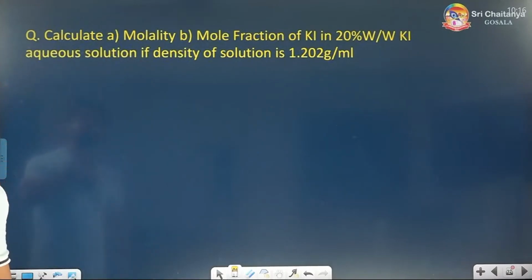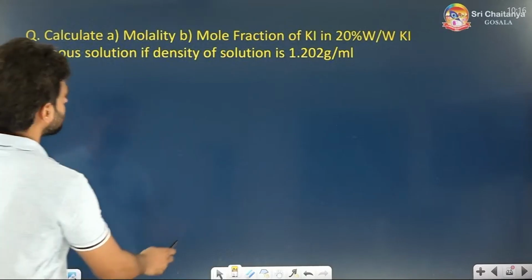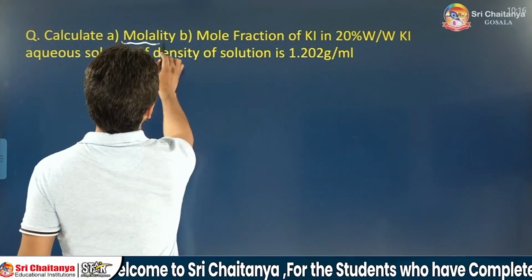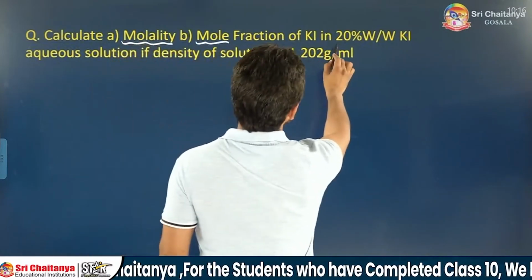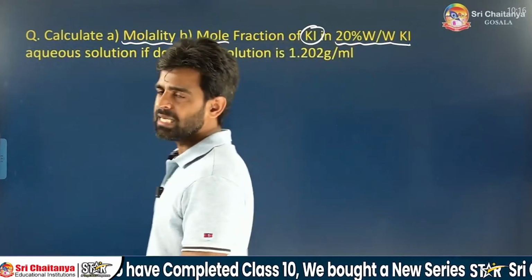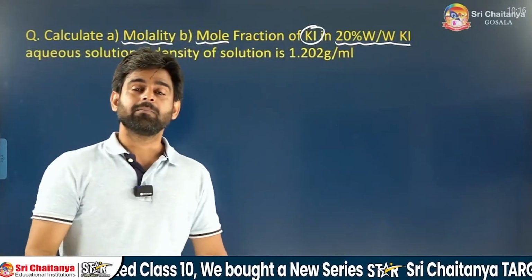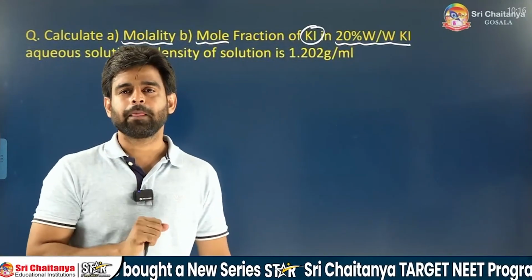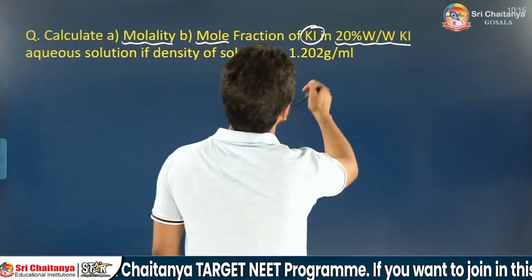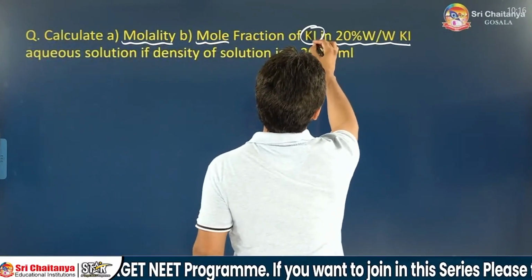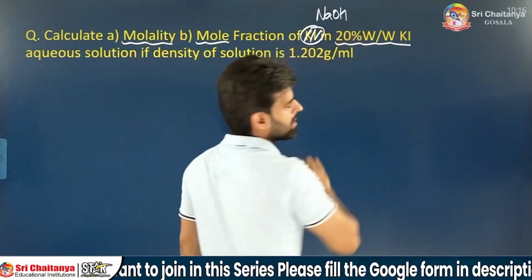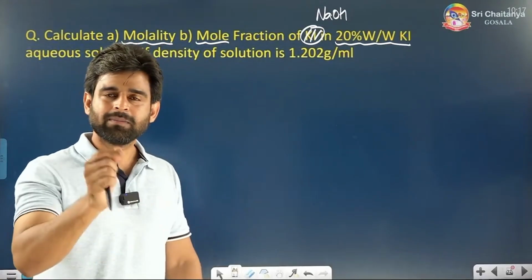Next one is calculate the molality and mole fraction. You are saying find molality and mole fraction in what? 20% weight by weight KI solution. Same type of question they are giving, but KI is a little complicated for you. So I am doing one thing. I am making this question easy for you. I am saying you can say NaOH. I am making it easy for you.